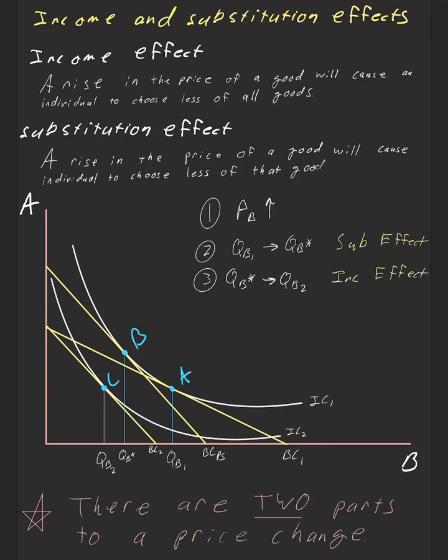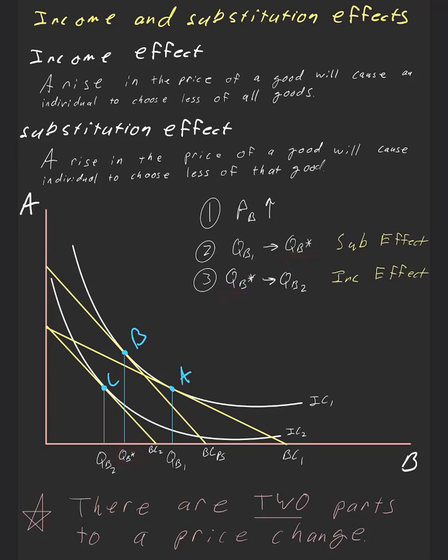Okay, so what's the substitution effect? Well, the substitution effect is how I would have QB1, but I have QB star instead, right? And I would get an increase in the number of apples. So the substitution effect shows us how much I will switch towards apples away from bananas if the price of bananas and apples changed and I had that relative price change, but it didn't decrease my income.